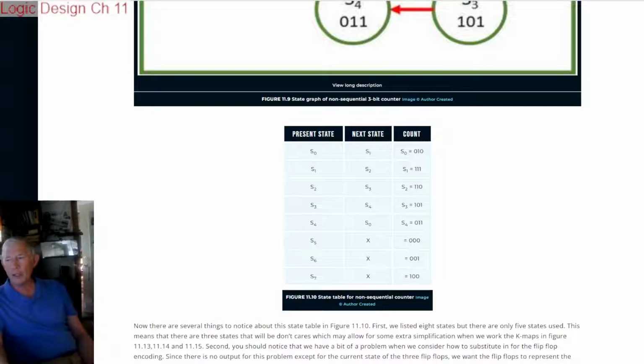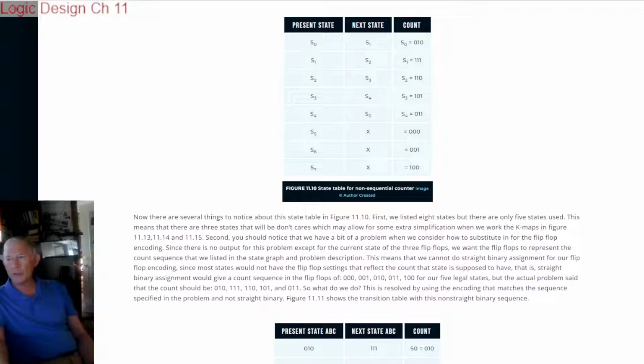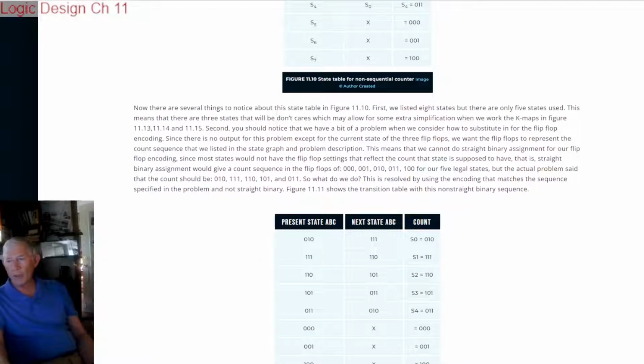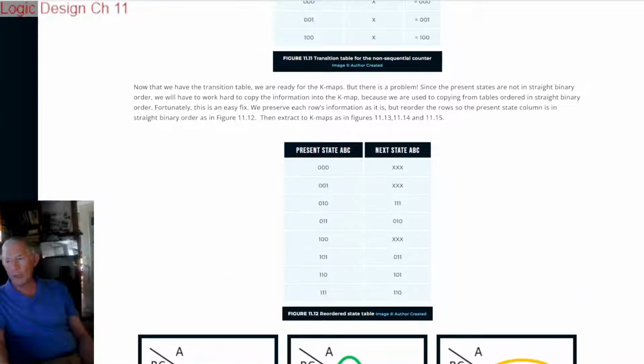And when we substitute them in, we're going to see that our states are not in binary order. They're all mixed up. When we substitute in 010 for state S0, it's all messed up. So they're not in binary order. We have 2, 7, 6, 5, 3, 0, and then 3, and then 0, 1, and 4. So now we have to rearrange all these rows, and we preserve all the information in these rows when we rearrange them. And when we do that, we're going to have a table that looks like this.